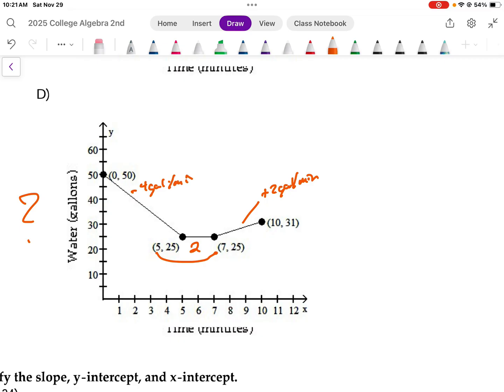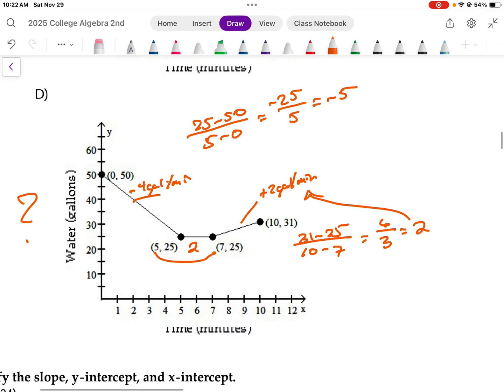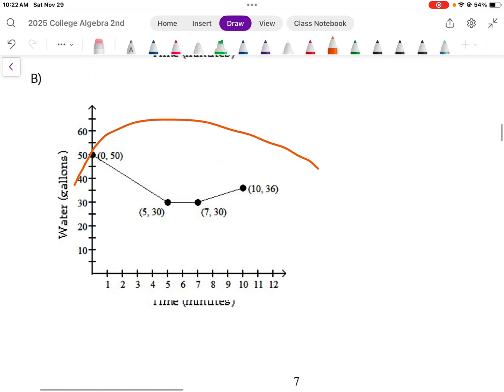All right, so let's check this one on the right here. So 31 minus 25 over 10 minus 7 would be 6 over 3, which is equal to 2. Okay, good. It's going up at 2 gallons per minute. Now let's check this other side here. 25 minus 50 over 5 minus 0. That'd be negative 25 over 5, which is negative 5. We needed a negative 4. So that means that is our answer.